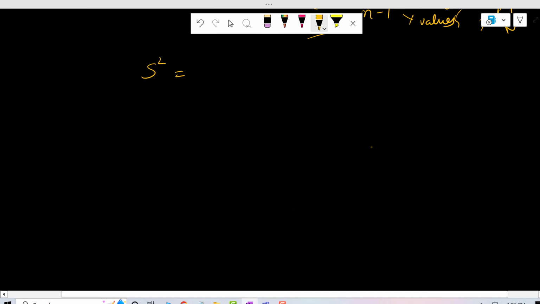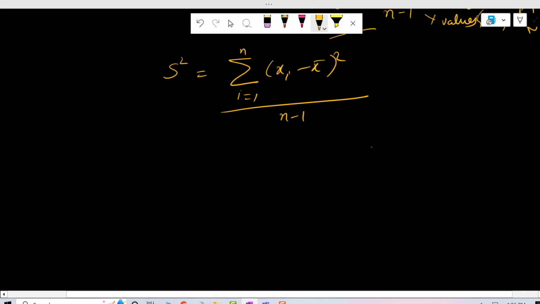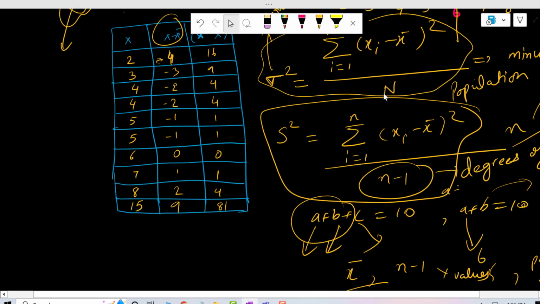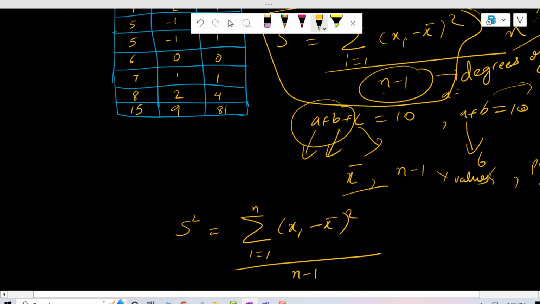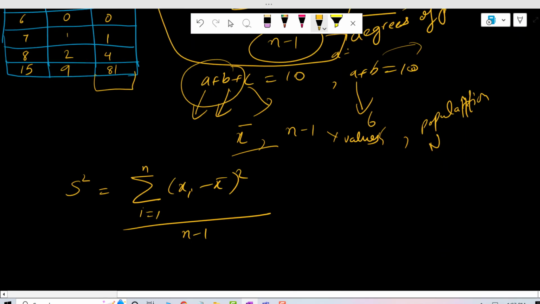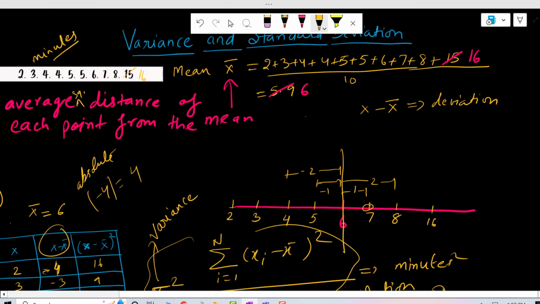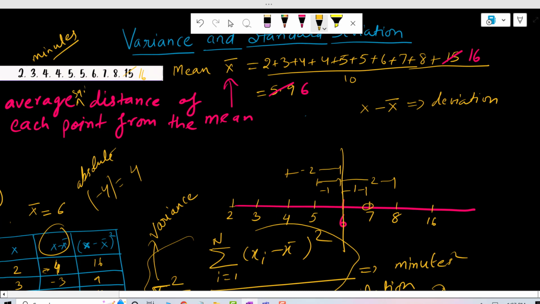s square is equal to summation i equal to 1 to n xi minus x bar whole square divided by n minus 1. So whatever sample variance we arrive at in this case, after calculating this, which will be the sum of all this divided by 9, somewhere around 120 upon 9, whatever is the calculation, this variance will be derived, and this will be in minutes square. But what we originally wanted to see was the average distance, not the square distance.